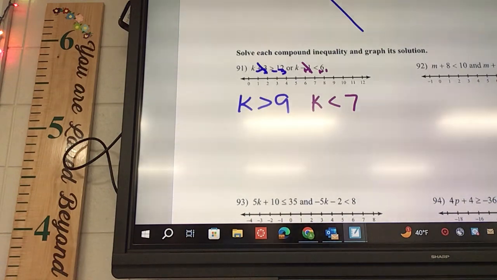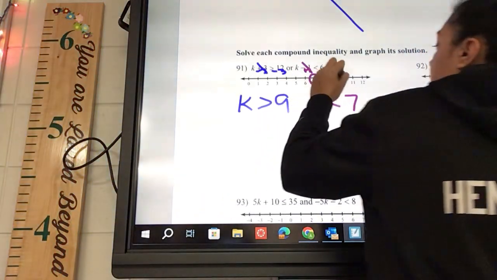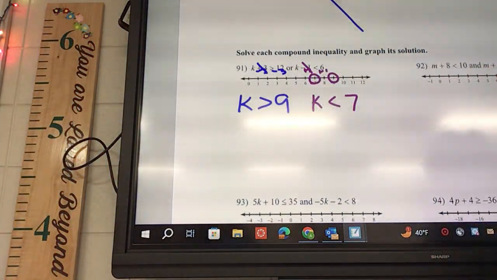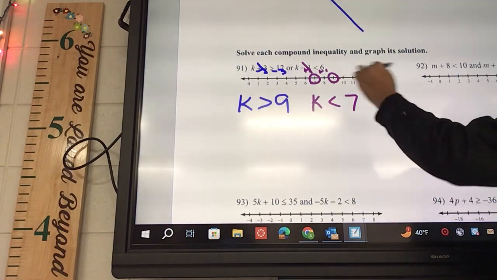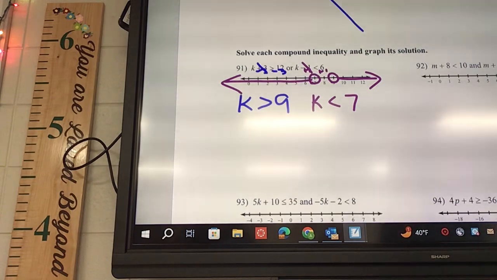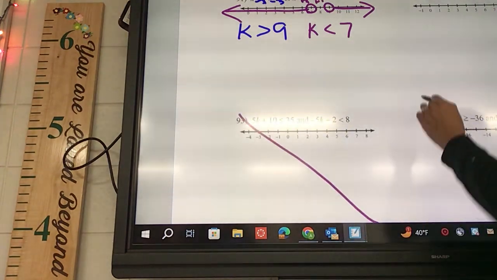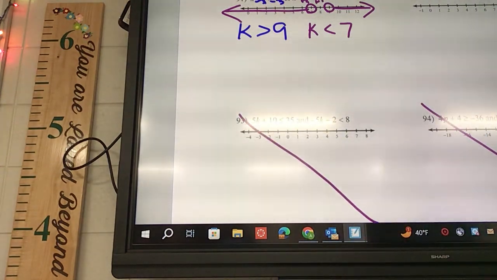Okay, should those dots be open or closed? Open. Open, so 9 and 7 are both going to be open. What does an or look like? Because this says or. Out, out away from each other. Alright, so they should be out and away from each other. Okay, 93 and 94 we can cross out. However, what does an and look like? They're pointed in and connected to each other, okay?